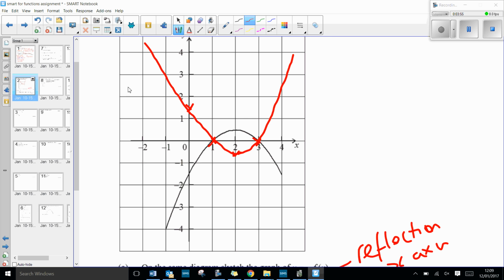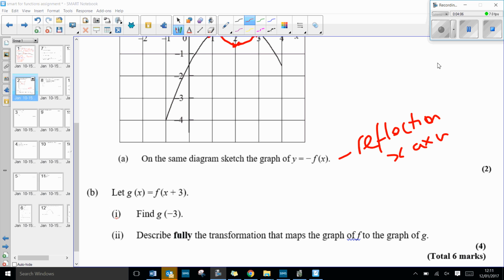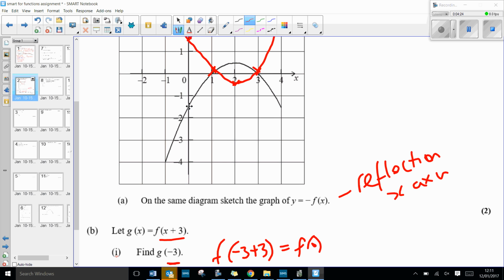Gives you an idea. Okay, so g(x) is f of x plus 3. Find g of minus 3. So g of minus 3 indicates that x has a value of negative 3. So putting it into here, we would have f of negative 3 plus 3. So that's f of 0. So it means we can just look at the original function. f of 0 gives us a value of negative 1.5.